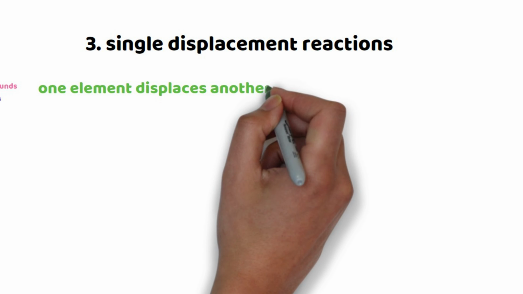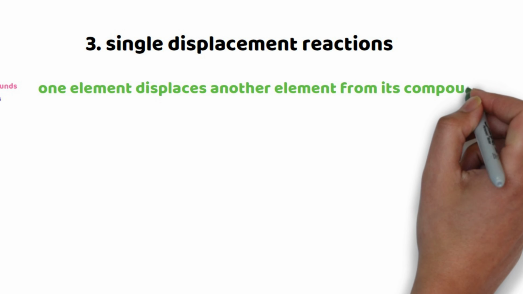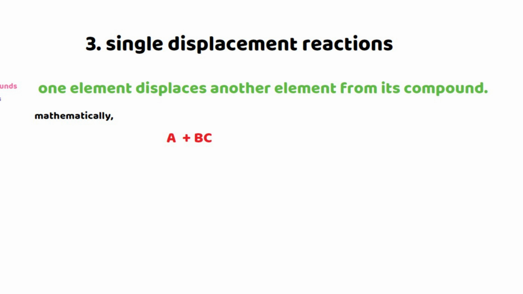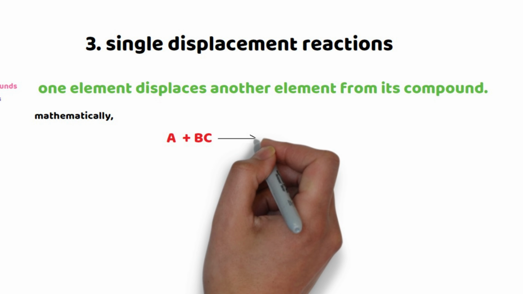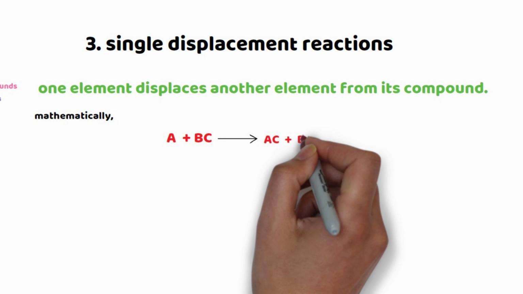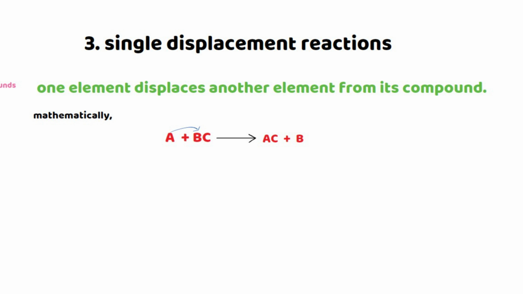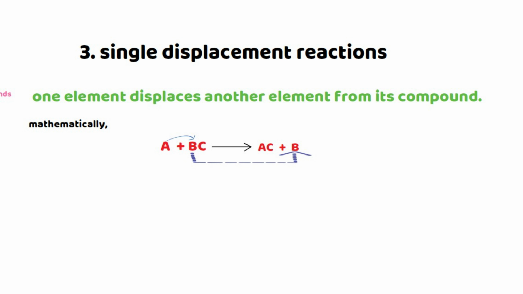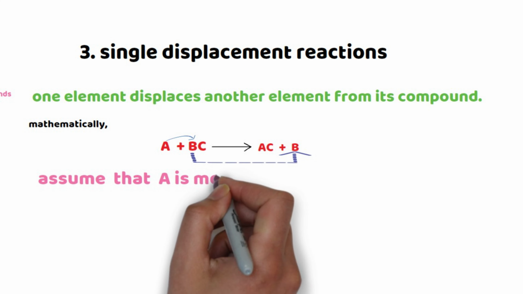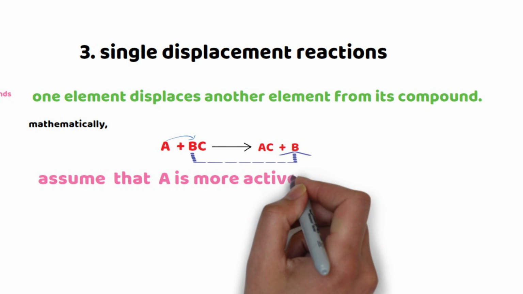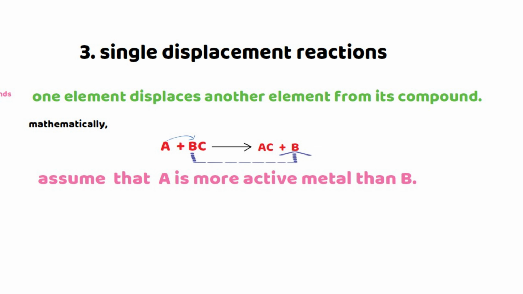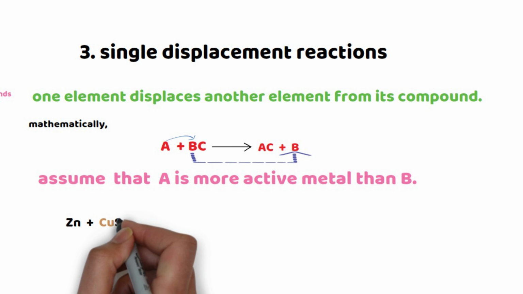When one element displaces another element from its compound, it is called a single displacement reaction. Mathematically, A reacts with BC to form AC plus B. Here, A displaces B and takes the position of B. Finally, AC plus B is formed. Don't forget, A is a more active metal than B. Let me give you an example for each.